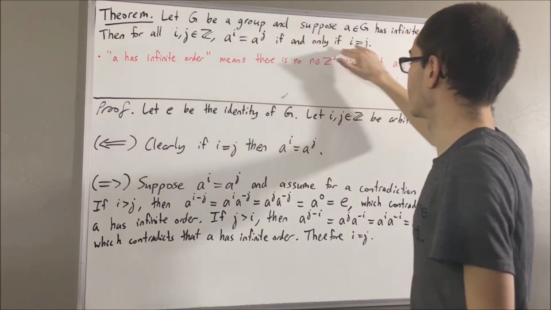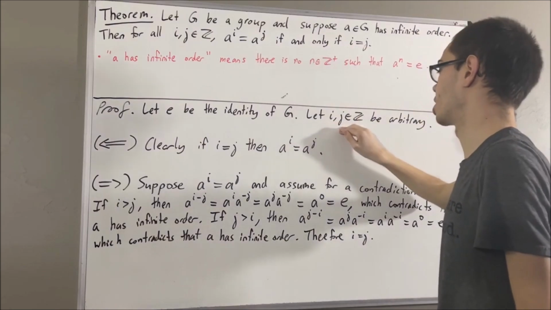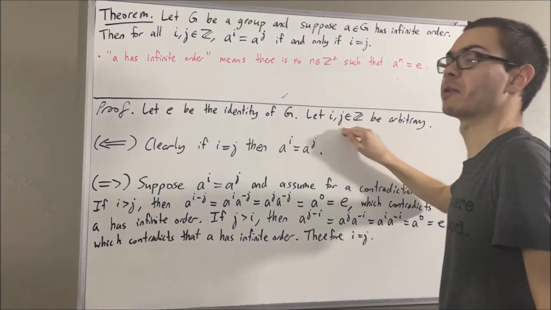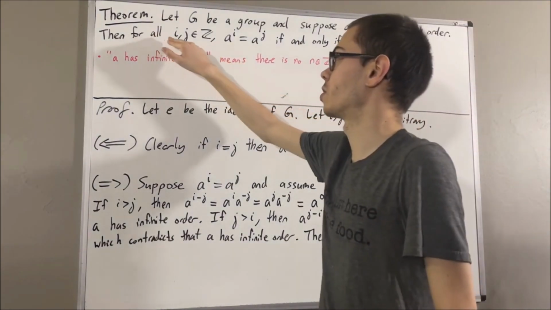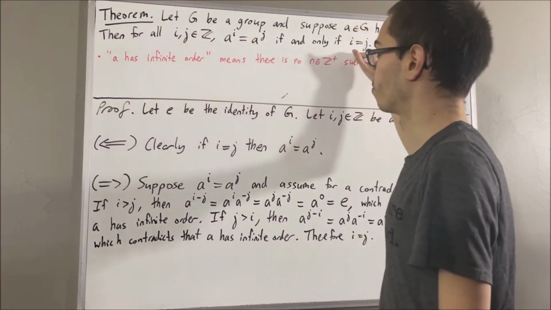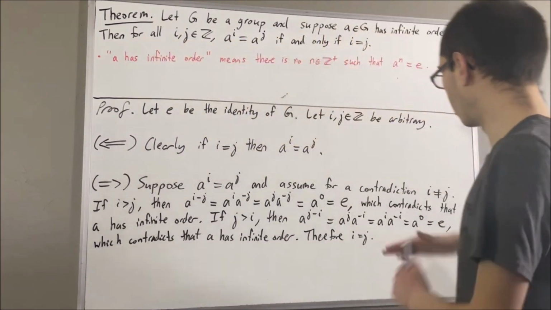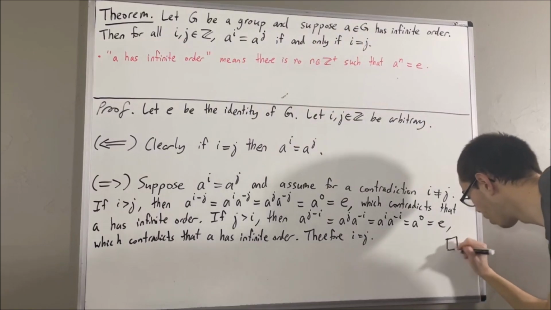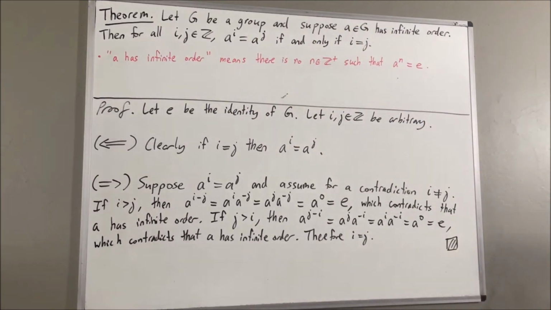And we've proven this statement given two arbitrary integers i and j. Since i and j were arbitrary, we've proven for all integers i and j, this is true. And that is exactly what we wanted to prove. So this completes the proof. And so yeah, that's pretty much it for this video.